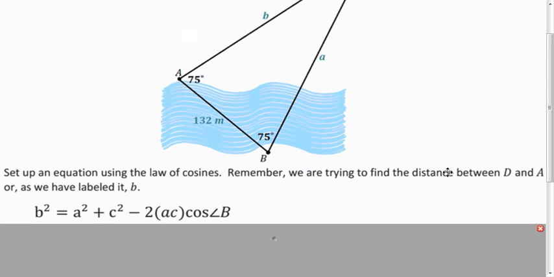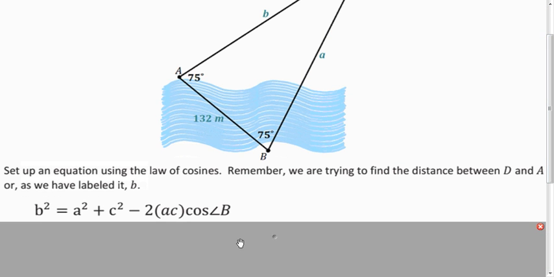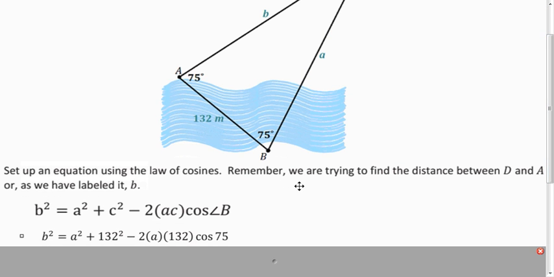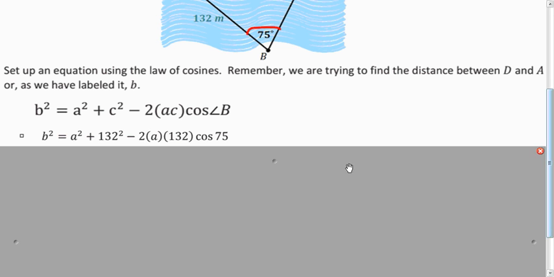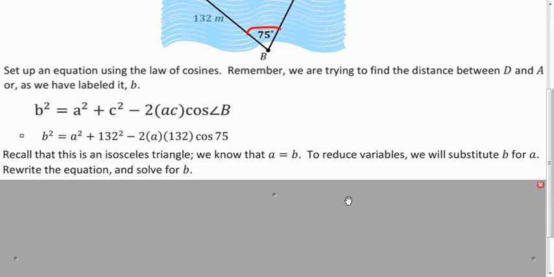So in this case, we're looking for AD, which we labeled B. So you plug in those side lengths, and the angle that we're looking at over here is this 75 degrees because that's opposite B. So now we know that A equals B, so we're going to substitute. So try to rewrite that equation and solve for B.